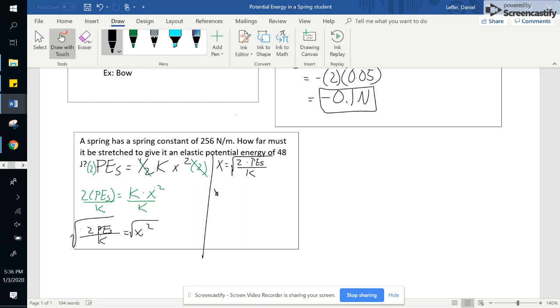So we can go to plug in our numbers for this. 2 times 48 all over 256. And so when you plug this in, you get 0.61 meters. That's how far you'd have to stretch our spring to store up that much energy. And that's all there is for potential energy of springs.